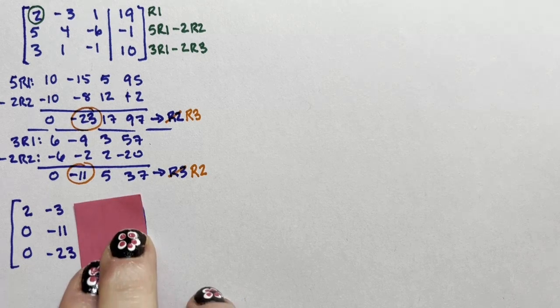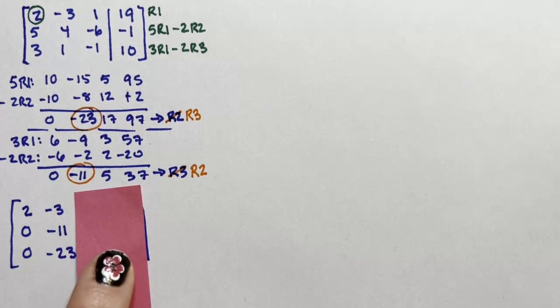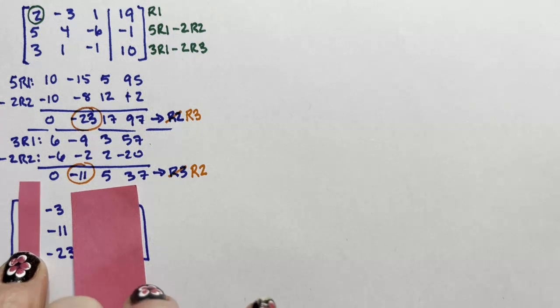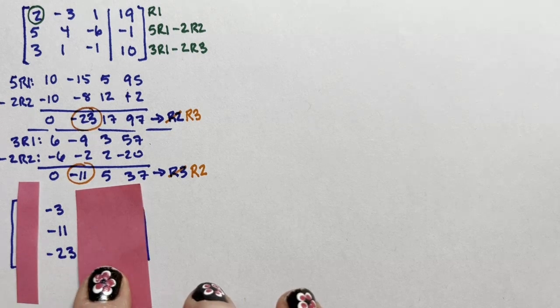Once again, I'm going to cover this up because that's not what's important to me right now. I'm also going to cover this up because this is also not what's important to me. All that's important is that middle column. This is what I care about.